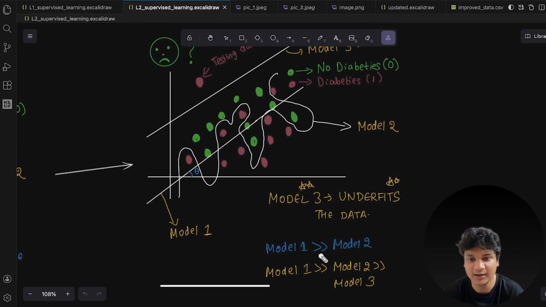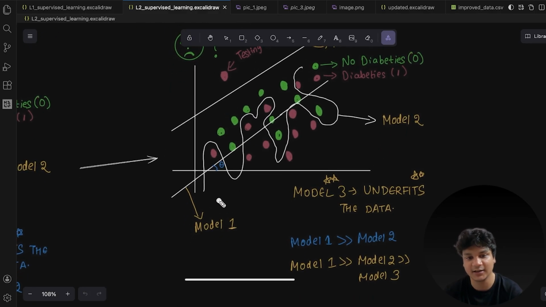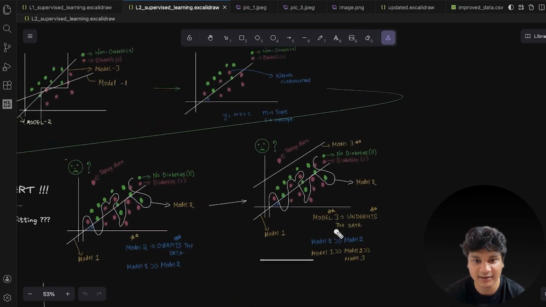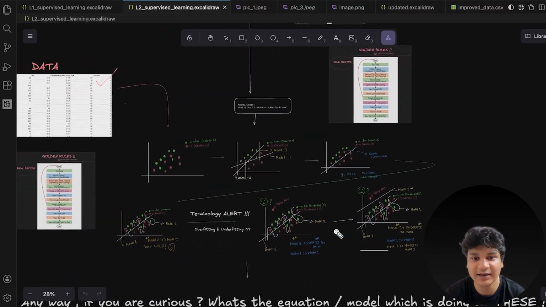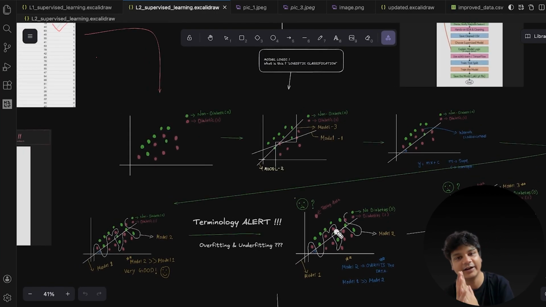So that is why line number 1 also surpasses model number 2 and model number 3. Why model number 2? Because model number 2, or line number 2, overfits the data, and model number 3, or line number 3, underfits the data. Hence we come to the conclusion that a single line is good and easy enough to classify our data. That's it, to make a classification system.